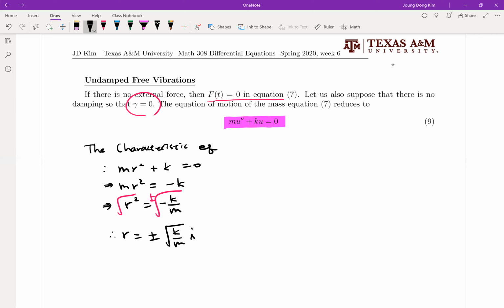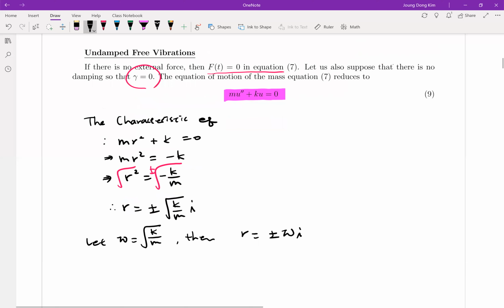Then if I define a new variable omega as the square root of k over m, my r can be written as plus and minus omega i. This is much simpler and easier notation, which is why we're going to use it. Since we found r, we can now find the general solution for this differential equation.